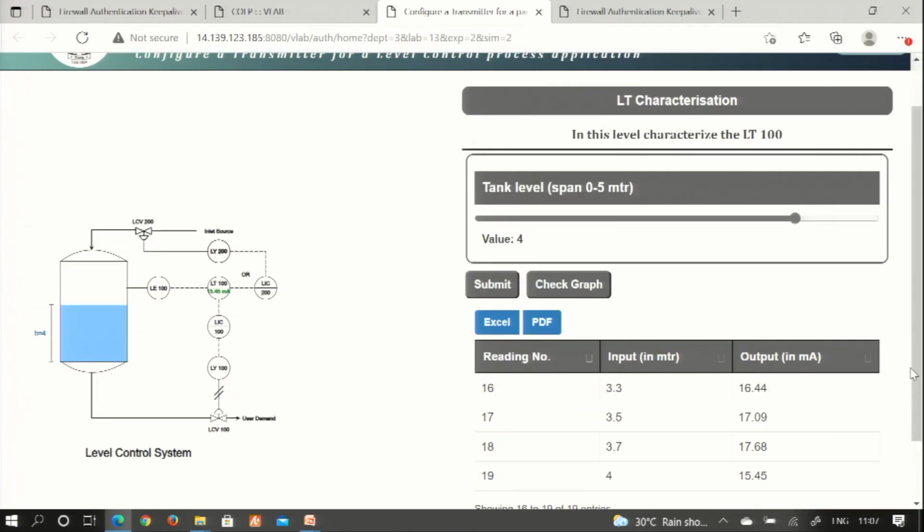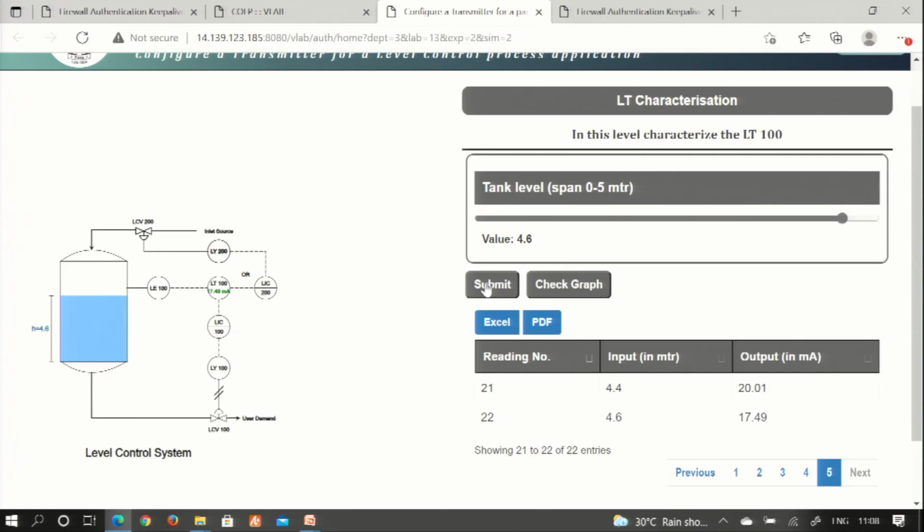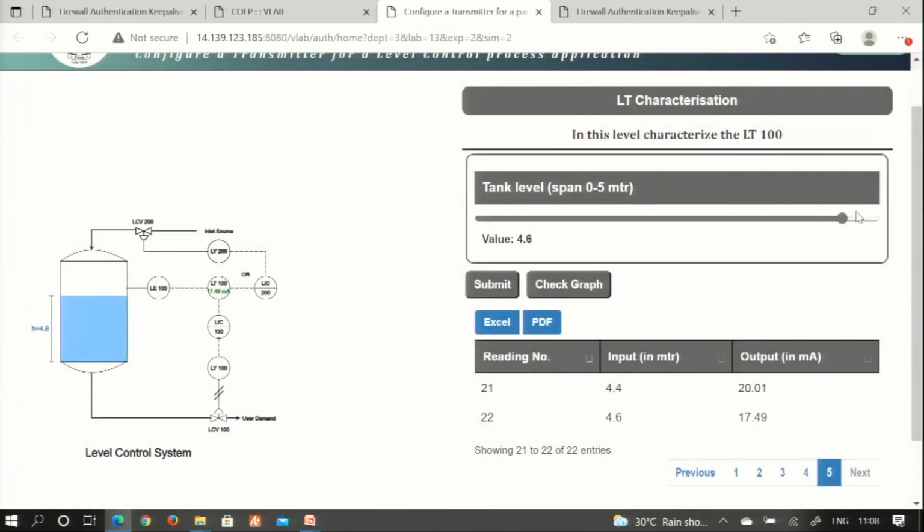In my previous session, I said that when you are expecting students to do certain critical work, you have to make sure that they are not doing something which is obvious. That is the point here. All these readings would be noted by the student and the system will take care of it, and the level in the tank is increasing. If I press it again, it will say that this reading is already there, you have to check another one.